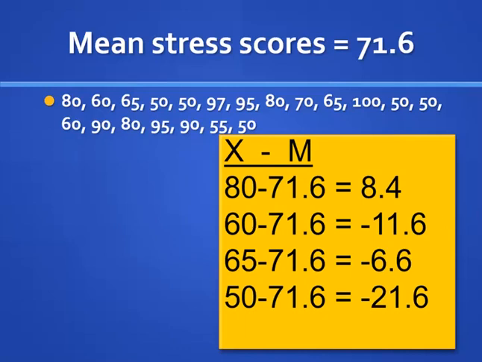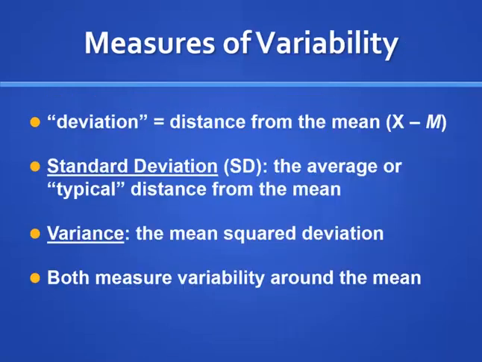And note that the larger the difference, like here's a pretty large difference, 50 minus 71.6, the larger the difference, the farther away a raw score is from the mean.